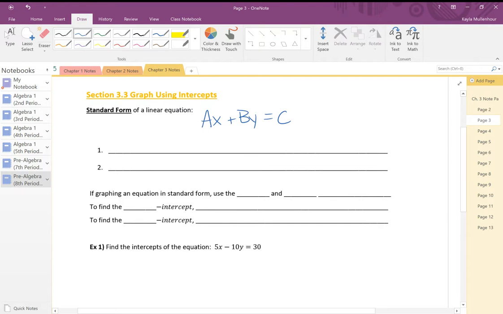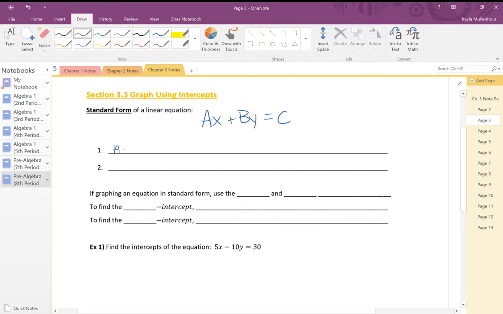And the biggest difference between this and slope-intercept form is that your x and your y are on the same side of the equal sign. Normally, we're used to seeing y equals mx plus b, where x and y are on opposite sides of the equal sign. So that's the largest difference there. In order to be in standard form, a couple rules must apply.